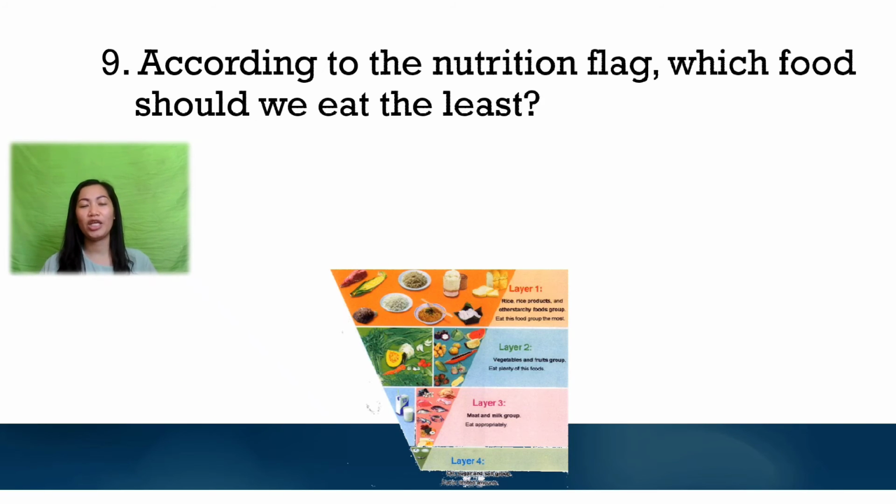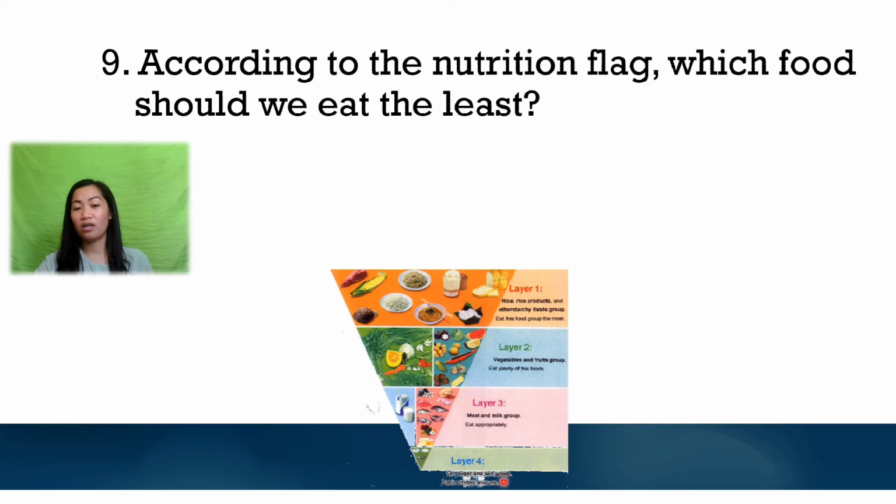9. For number 9, according to the nutrition flag, which food should we eat the least? Least meaning little. So according to the nutrition flag, which food should we eat the least? Again, we have the group 1, the carbo, which is the biggest portion, and we have the layer number 2, which is the minerals and the vitamins, and we have the layer 3, the proteins, the meat, and the milk.